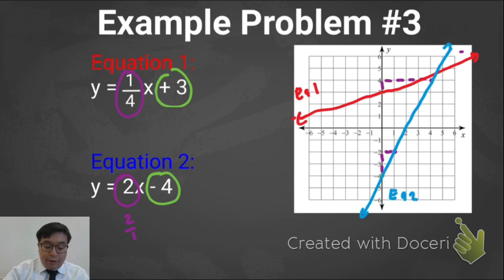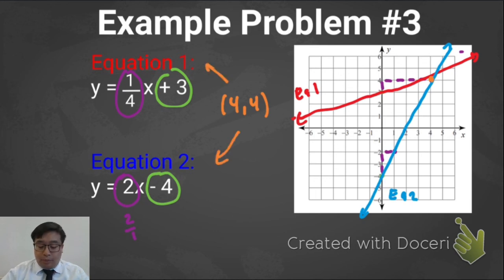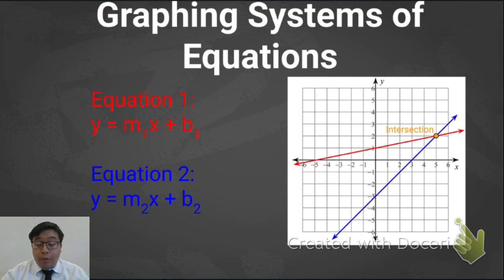So what's going to be the solution to this system? Where do these 2 lines intersect? Where is that orange dot located? Where do these 2 lines cross? The intersection is going to be at the point 4, 4. And we know that this point has to solve both of these equations. So, as a quick summary, we know that a system of equations is when we compare 2 equations at the same time, and the solution to a system is going to be where the 2 graphs intersect.